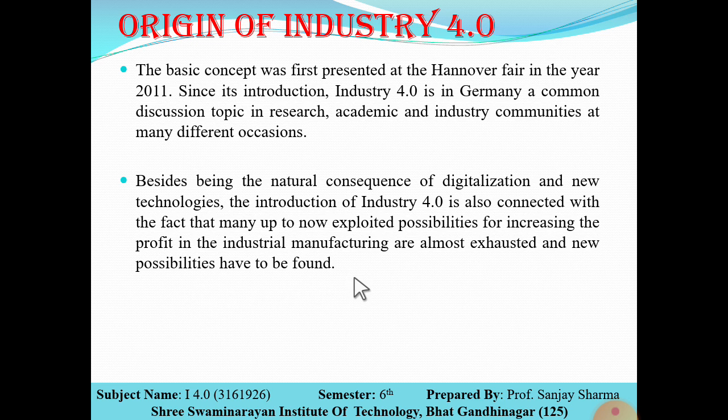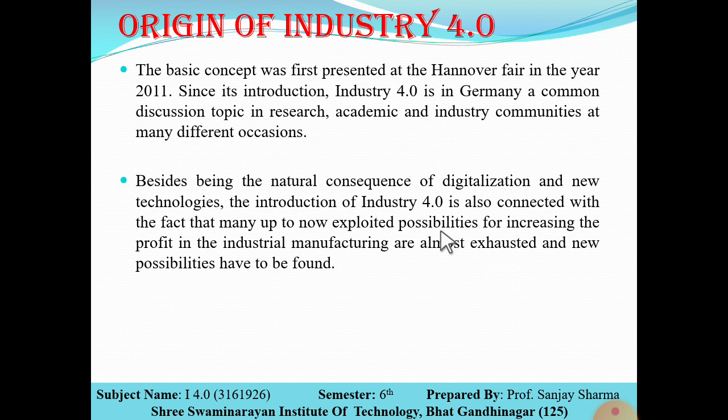Even though we are having Industry 3.0, though we are having the digitalization, though we are having the technologies, now the time has come that we have to boost the Indian industries in the manufacturing sector, because now for the possibility of increasing the profit, there is a saturation level; we cannot increase the profit beyond a certain limit.